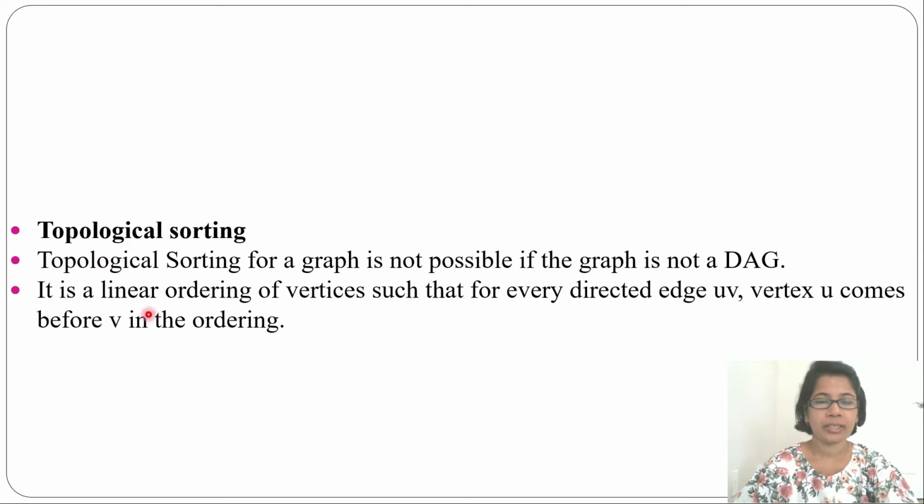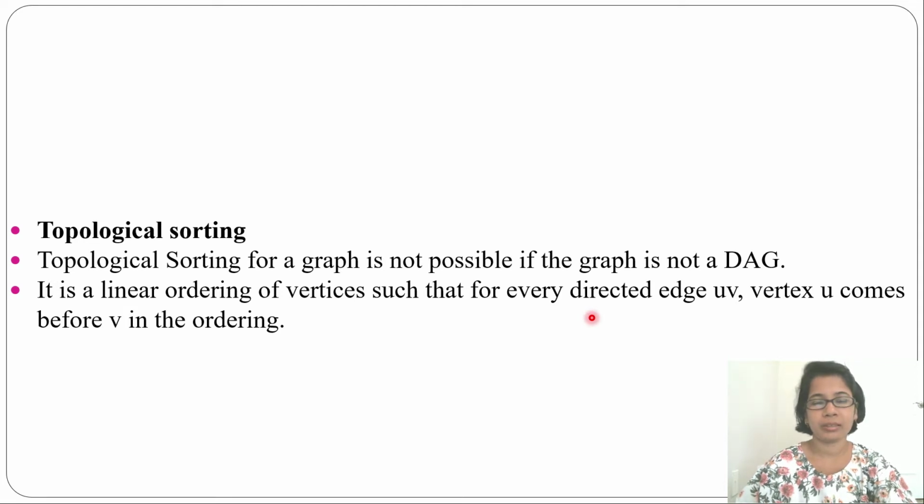So what is it? It is a linear ordering of vertices such that for every directed edge UV, vertex U comes before V in the ordering. Suppose a graph is given. By just using this definition, you can make a list where if there is a directed edge UV, U should come before V. So just by using this definition you can find topological sorting, or you can use the algorithm.